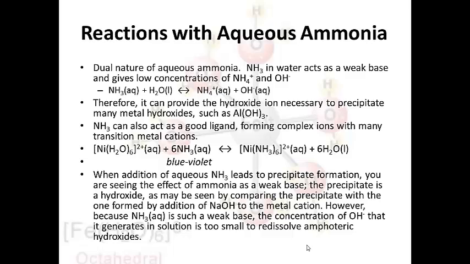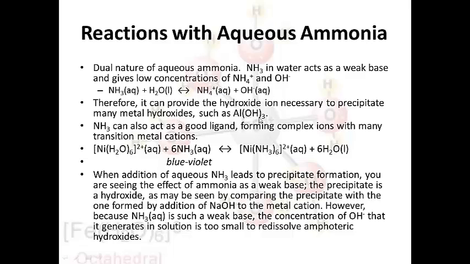Now, aqueous ammonia has a dual nature. It can act as a weak base. When it reacts with water, it gives OH- ions in solution, just as what's provided here. So ammonia in water gives us ammonium ion and hydroxide ions. This is weak, so this is a reactant-favored reaction. We don't have a lot of these in solution, but we do have some. So it can provide the hydroxide ion necessary to precipitate many of the metal hydroxides.